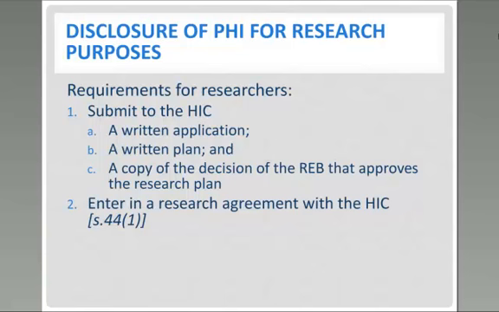So, the process is, as a researcher, you have an obligation to do two things. You prepare a submission to your custodian, so that's the hospital from whom you're seeking the information. And you need to include three things in there: your written application, your written research plan, and a copy of the REB decision, the Research Ethics Board decision, that approves the research plan.